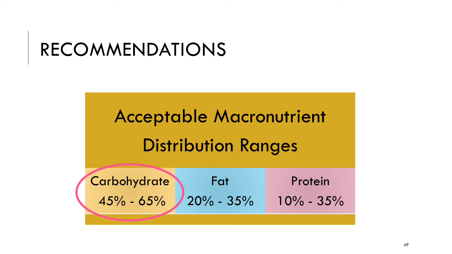We can talk about the fats next time, but this particular slide also talks about fats being 20 to 35%, and protein 10 to 35%. But the major source of daily energy should be derived from carbohydrates.